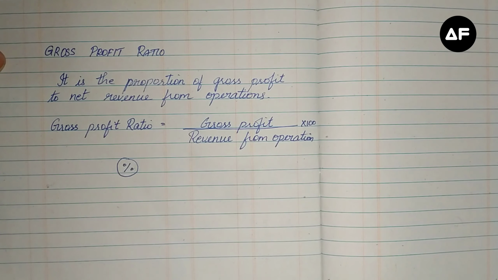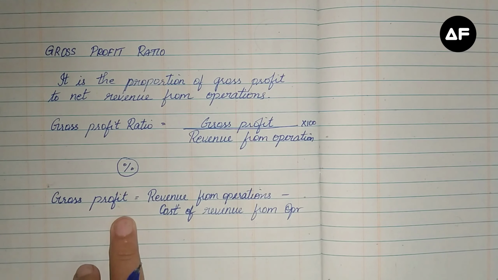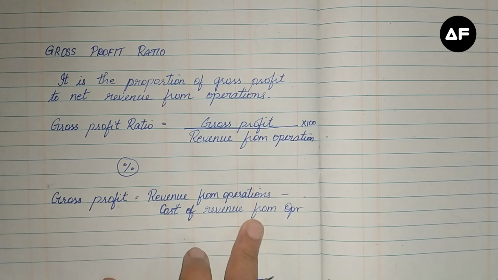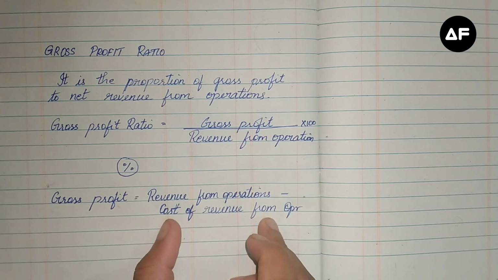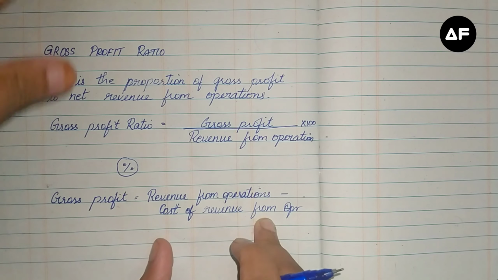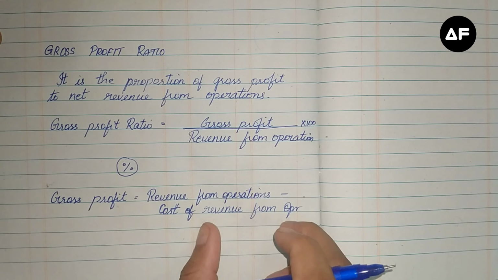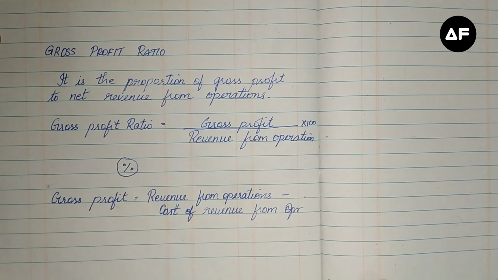So how shall we find out this gross profit from the sum? We have other various sub ratios, sub formulas to find out the gross profit. So gross profit is equal to revenue from operation, that is sales, minus cost of revenue from operation. To find out cost of revenue from operation, we have already seen another formula, that is opening stock, add purchase, add all the direct expenses, minus closing stock. So that can also be used here if cost of revenue from operation is not given to you directly.